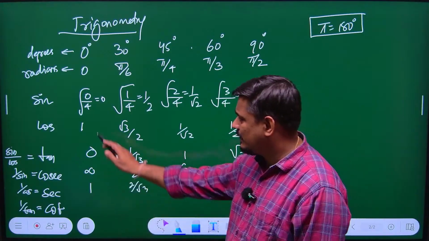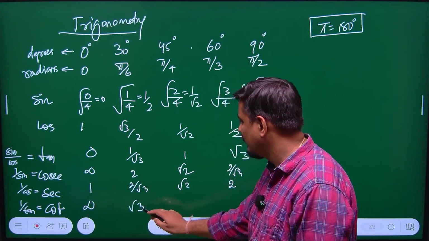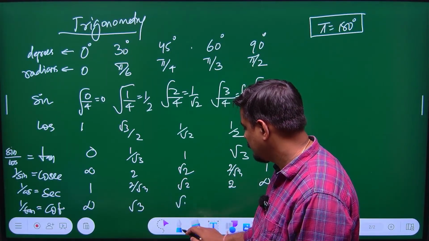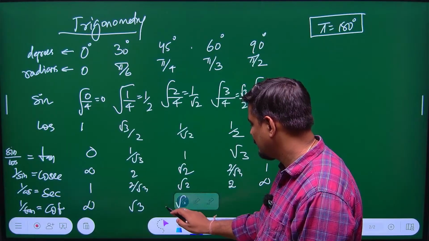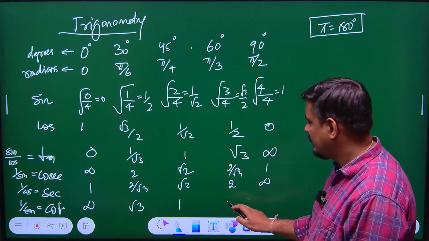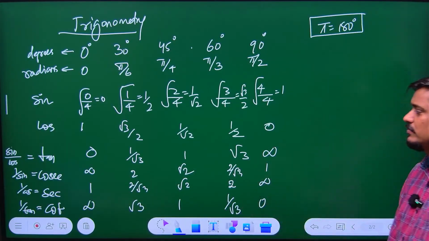And then 1 by tan. So it will become undefined. And then root 3. Then 1. Yeah, 1. And this is 1 by root 3. And this is 0, isn't it?